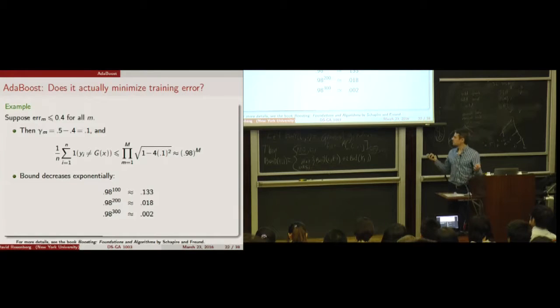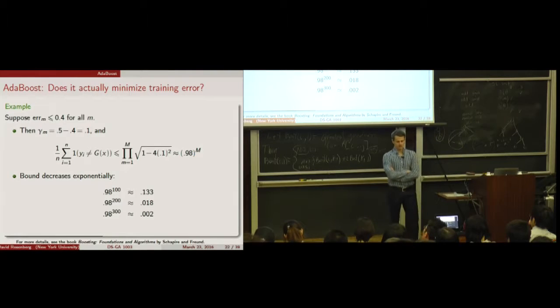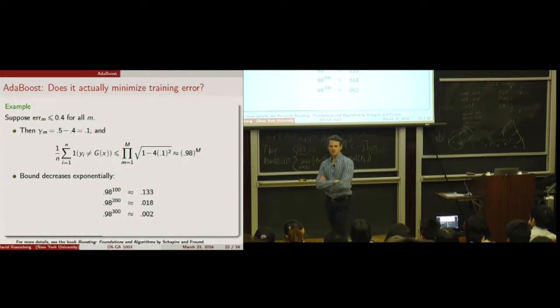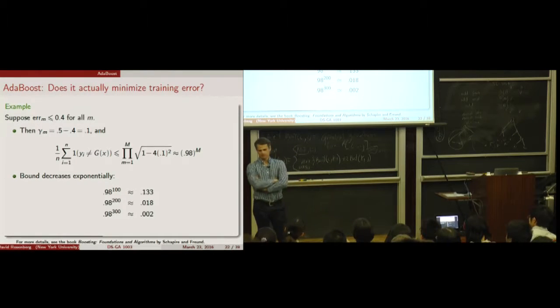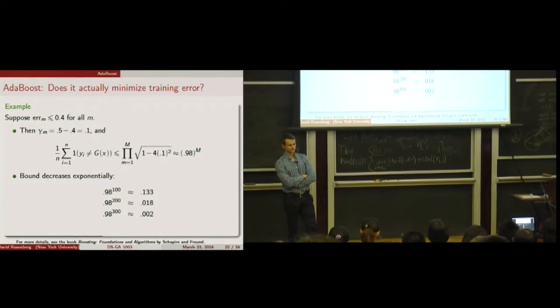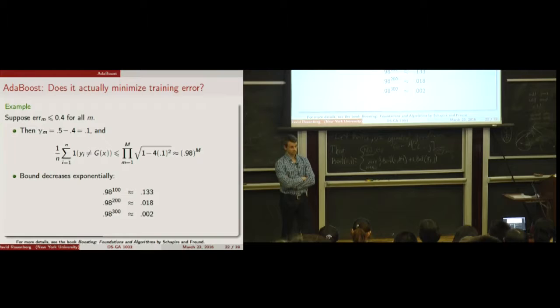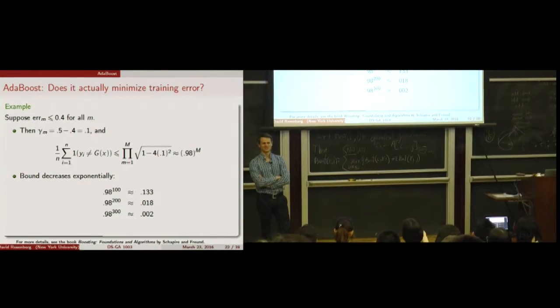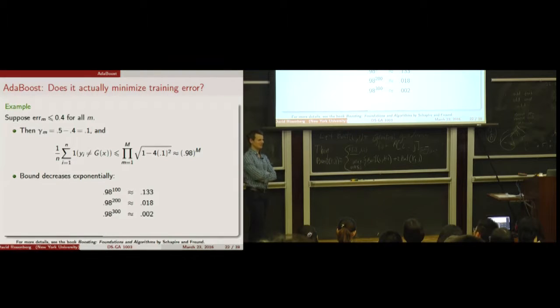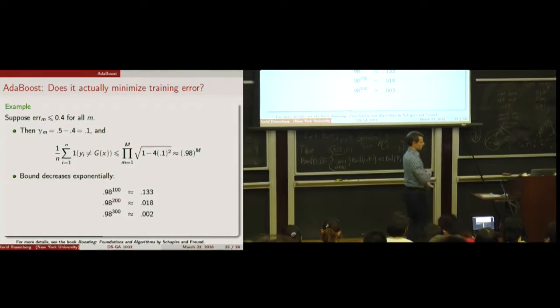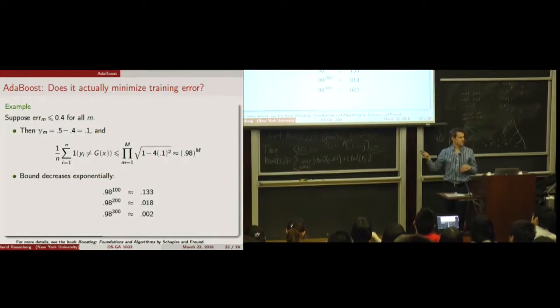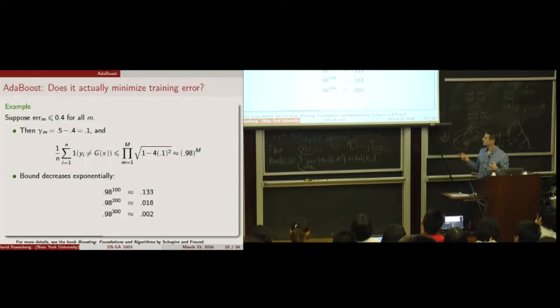So another question would be, test question. Suppose the error is bounded by 0.4. Will we always be able to get zero error on the training set? So, yes, is the proposal, and I agree. As long as the error is always bounded away from a half, then we're always going to have exponential decrease on the upper bound, and eventually the error is going to go to zero.